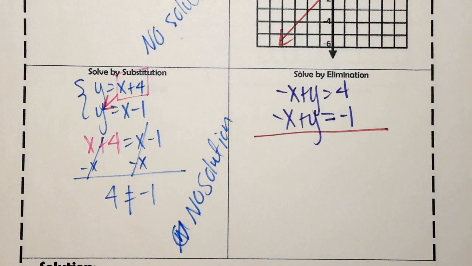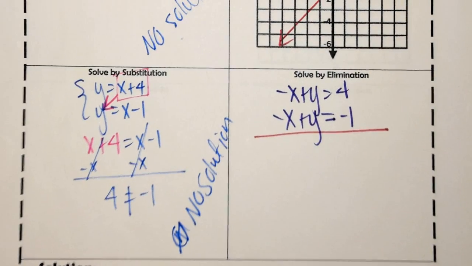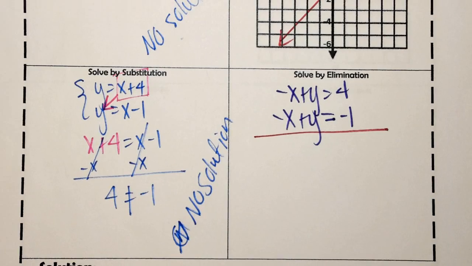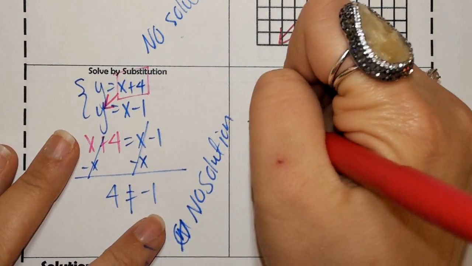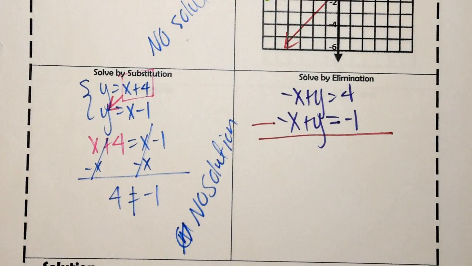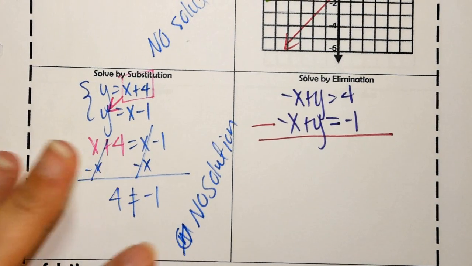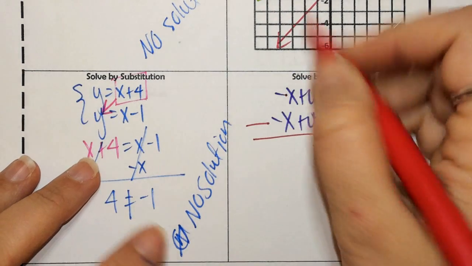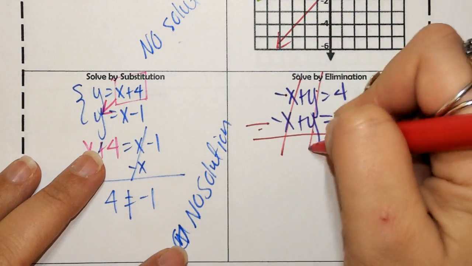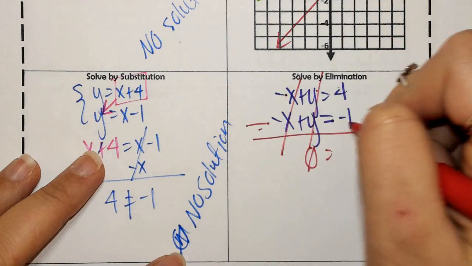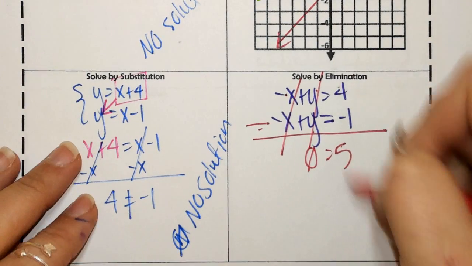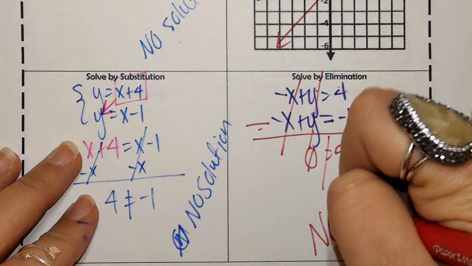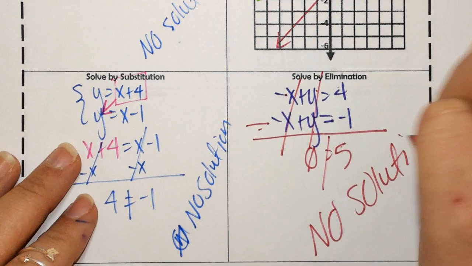Opposite signs add, same sign subtract. I said subtract. Take a point. Alright, negative 1 minus a negative 1 cancels. 1 minus 1 cancels, so we have 0. 4 minus a negative 1 equals 5. Does 0 equal 5? No. No solution.